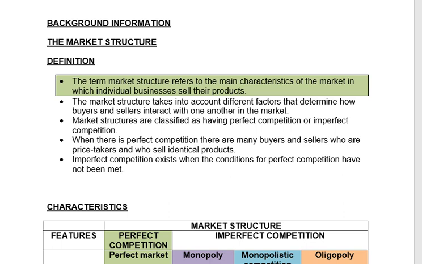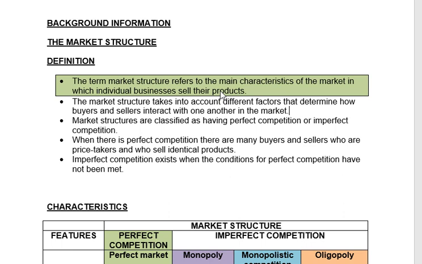All right, so we're going to basically do a comparison between the different market structures. Okay, so when we refer to the concept of a market structure, we are talking about the main characteristics of the market in which that individual producer will sell their products. So anytime that you see a question about the market structure, what they're asking is the characteristics of that market. Okay, they're not going to discuss the characteristics of the perfect market. They're going to say, examine the market structure of perfect competition. Okay, for example.